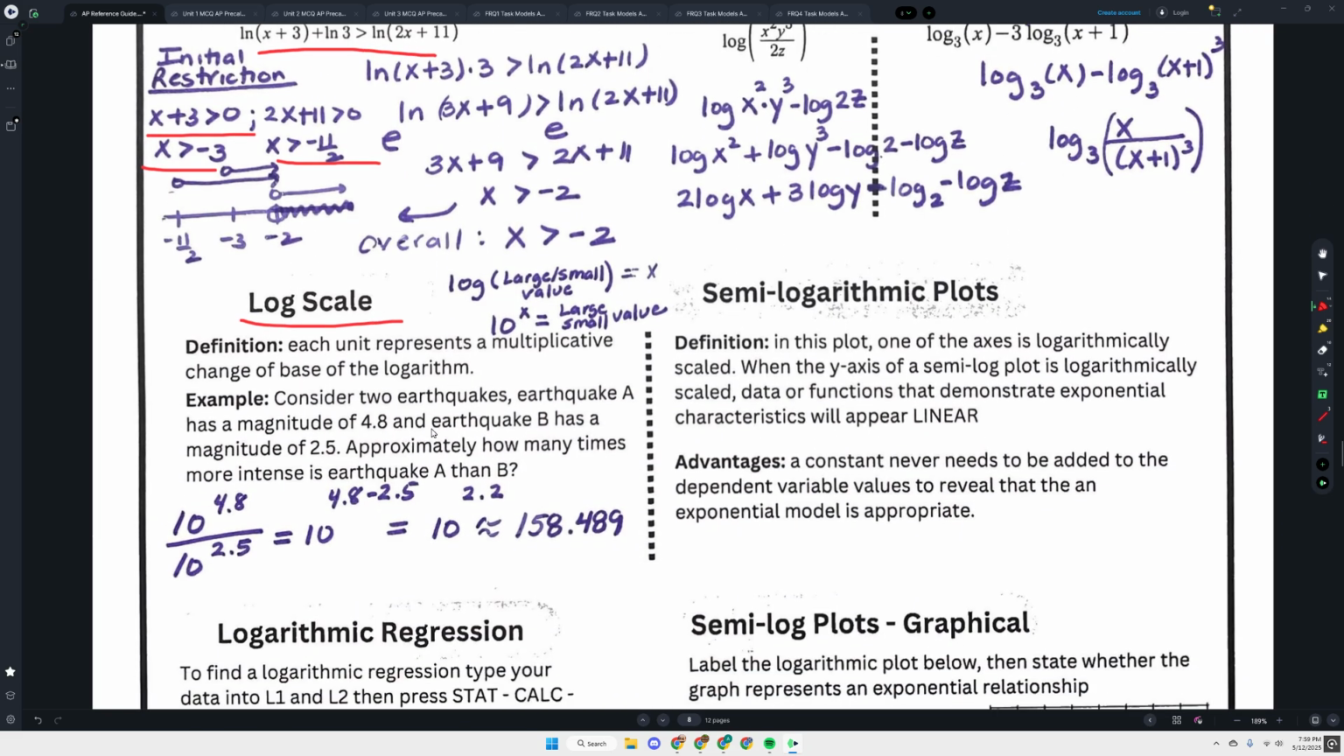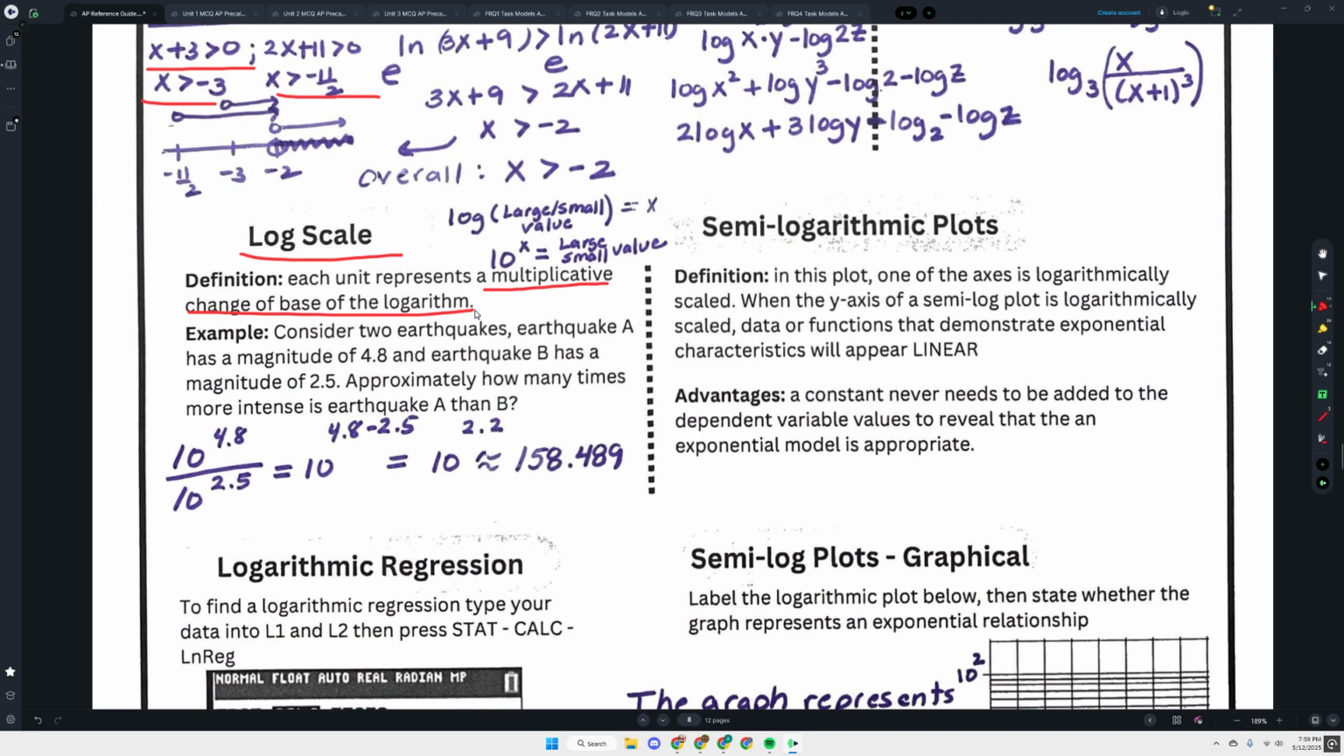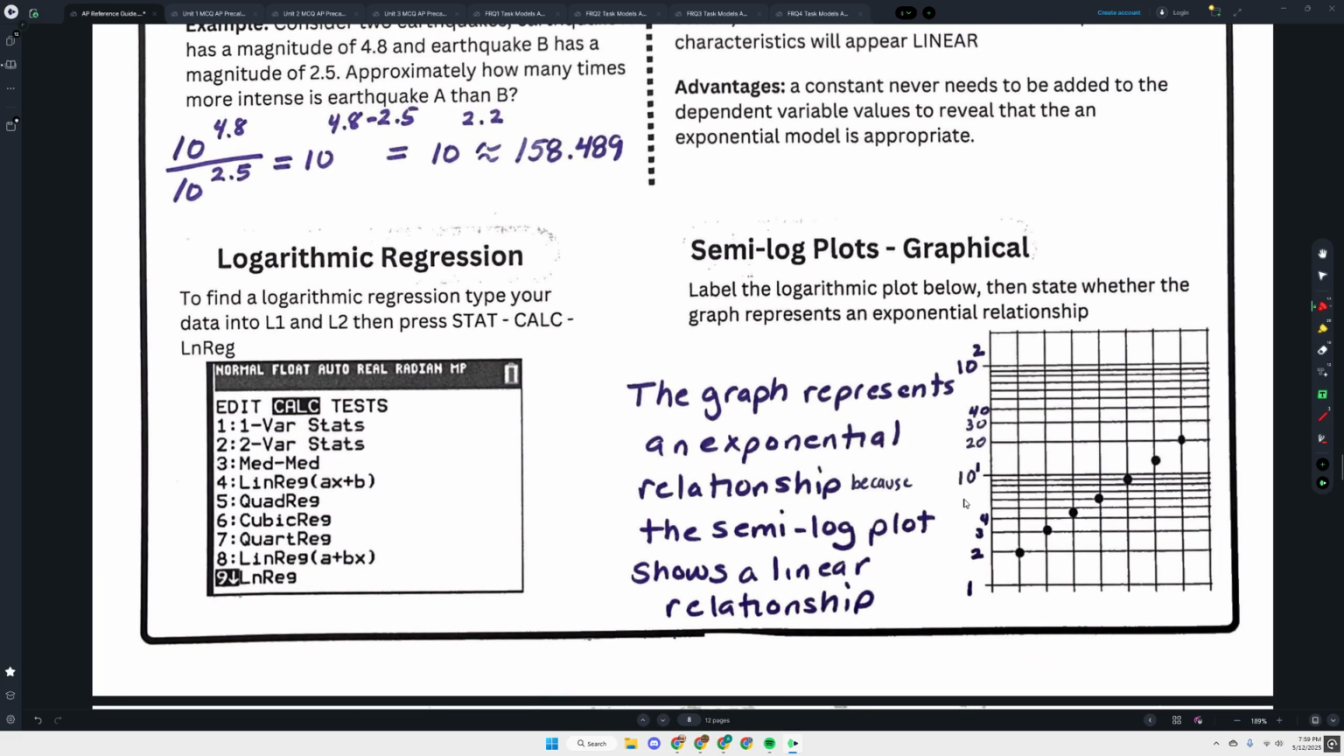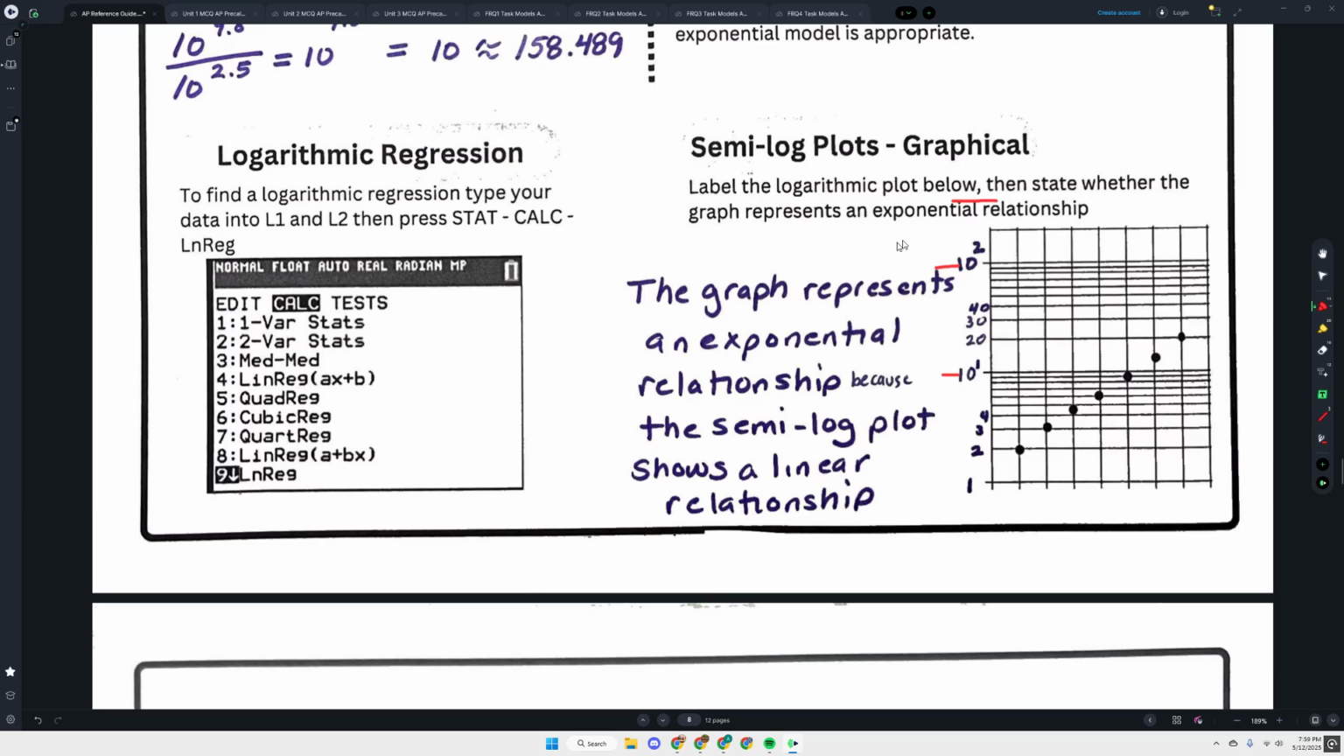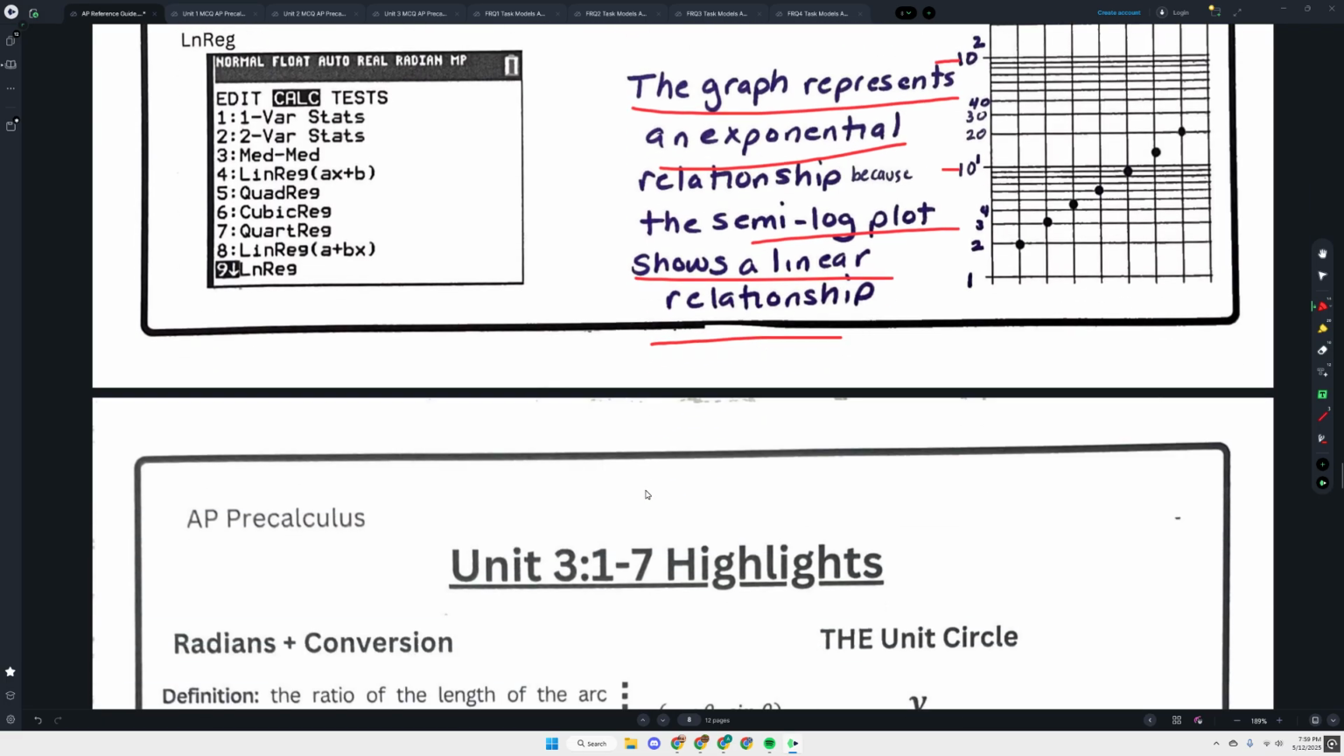Log scale. It's just changing it based on the log. Semi-log plots are important. You will see at least 1 to 2 MCQs. It's pretty much when the y-axis is scaled by a factor of 10. So 10, 100, 1,000. And the graph represents an exponential relationship because the semi-log plot shows a linear relationship.